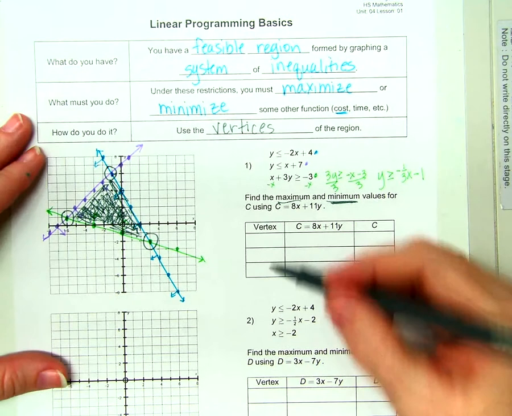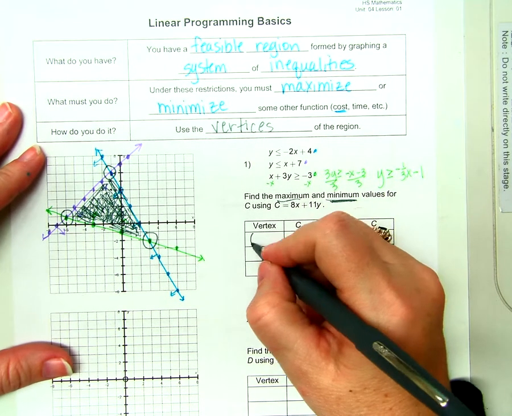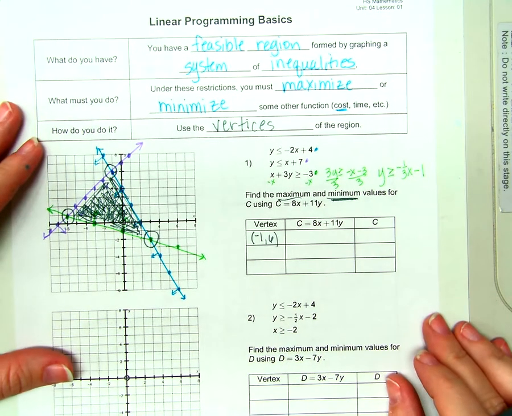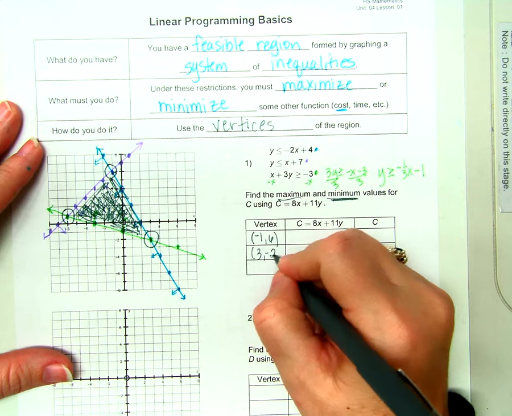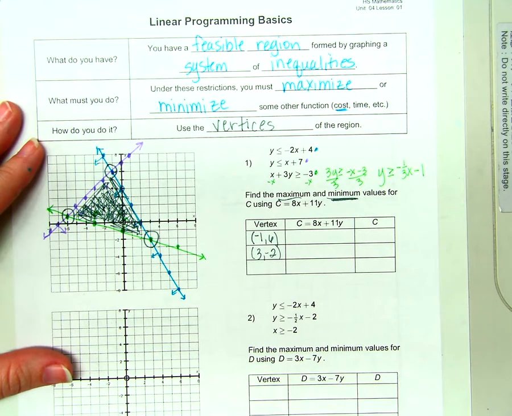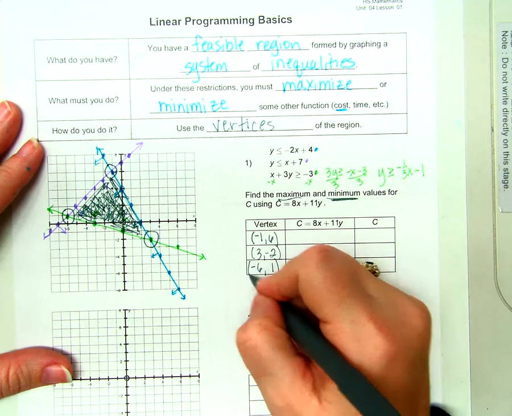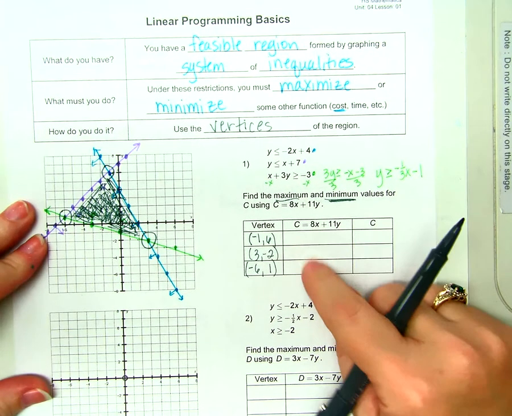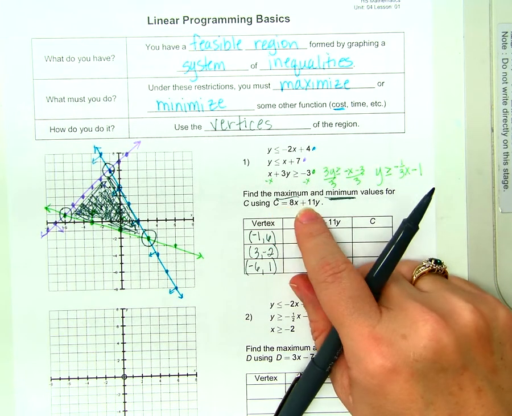Okay? So what are my vertices of this shape? What's one vertex? -1, 6. What's another vertex? Say again? 3, -2. Thank you. And our last one? -6, 1. Good. So what I have to do is I have to put it into this equation right here. It's separate. It tells me this is separate.